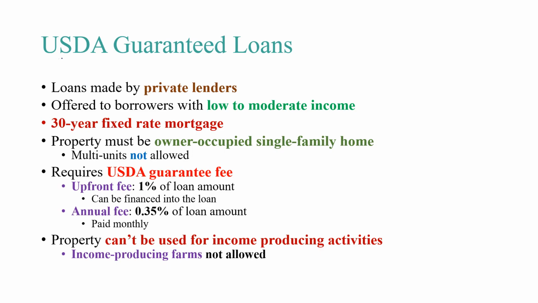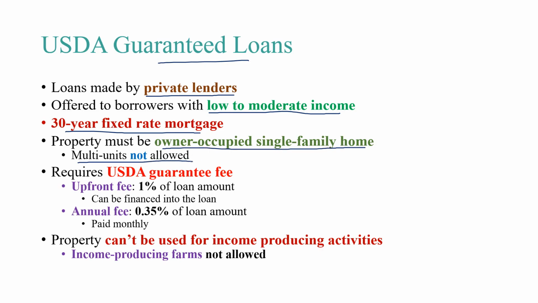Now let's talk about USDA guaranteed loans. These are loans made by private lenders, so they're not directly provided by the USDA, and they're offered to borrowers with low to moderate income. Now, USDA guaranteed loans are 30-year fixed-rate mortgages, and to qualify for a USDA guaranteed loan, the property must be an owner-occupied single-family home, so multi-units are not allowed.